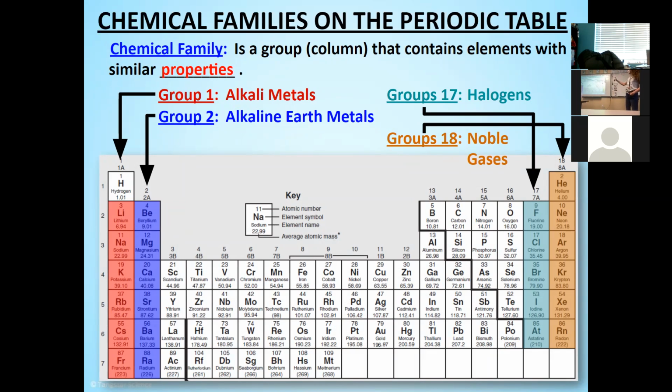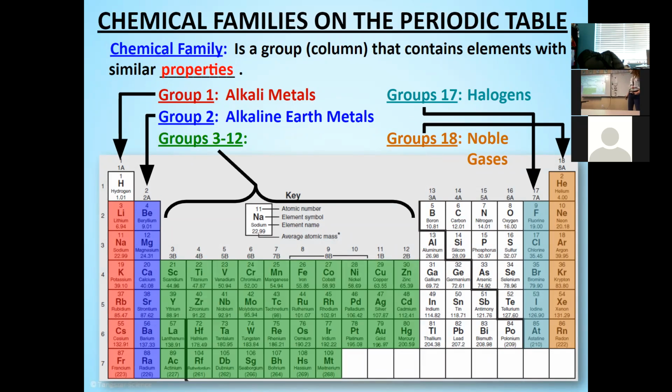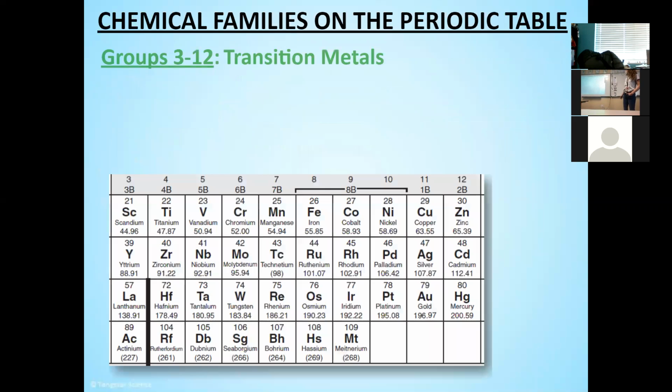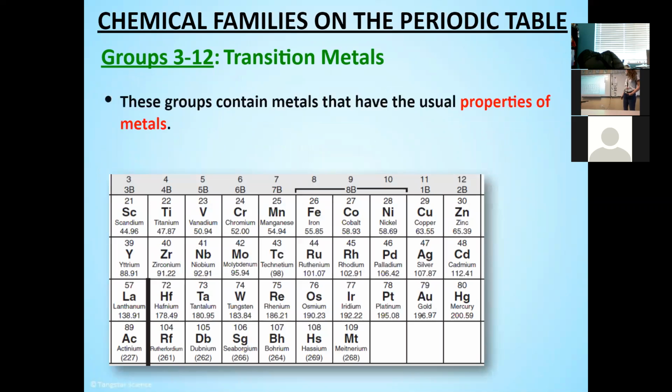So these are the ones that you need to have colored in, okay? So we've got alkaline metals, alkaline earth metals, noble gases, and halogens. Here we have groups 3 through 12. We will not be dealing with these very much in this class. Those are the transition metals, okay? We're not going to talk about them super much.